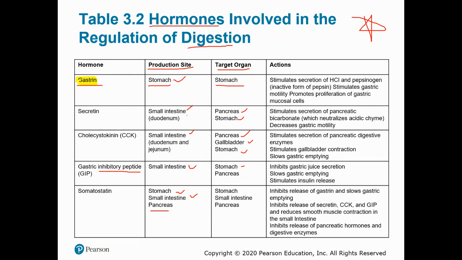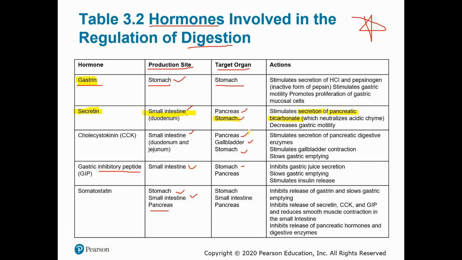Remember gastrin, so that's all about the stomach. And that was like that first hormone of digestion, right? It was even stimulated by the brain, right? By that cephalic phase of digestion. So it's going to stimulate digestion. Secretin is similar, right? So produced by the small intestine, stimulates the secretion. So secretin is probably about secreting the pancreatic bicarbonate. And it acts on the stomach.